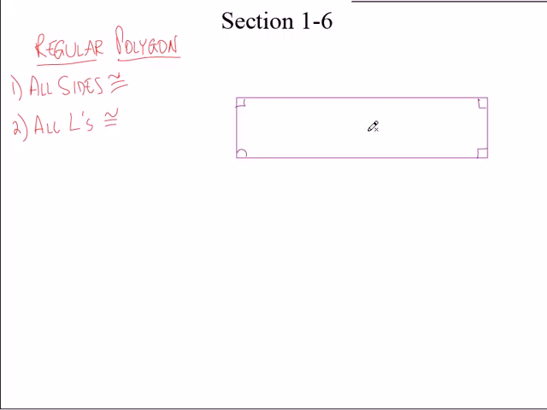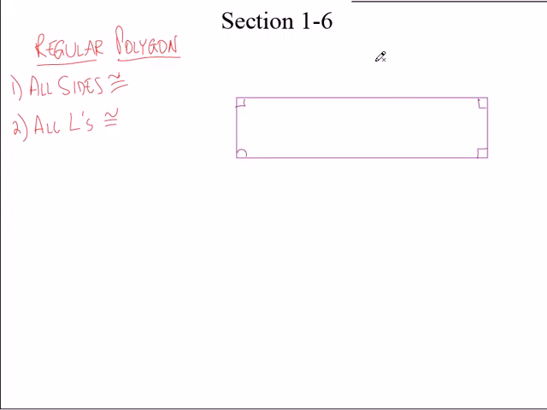Would you agree? If you see the little boxes, that means they're right angles. Now, look at this. All four angles are equal to each other. Just because all four angles are equal to each other, does that mean that the sides are necessarily equal to each other? Is this a regular quadrilateral? Is it a regular polygon? No. What must have to be true to be regular? All the sides have to be equal, and all the angles have to be equal. You can't just have one or the other.